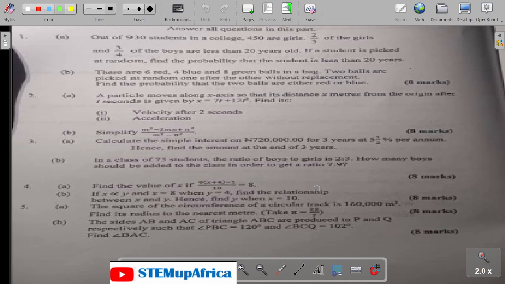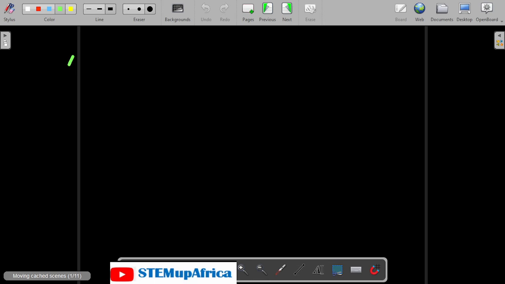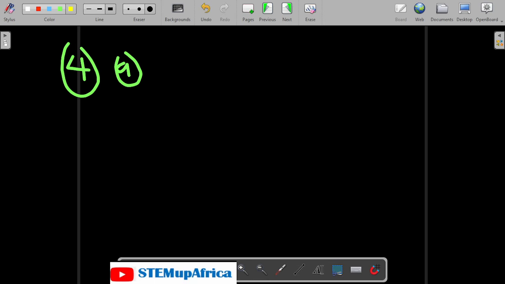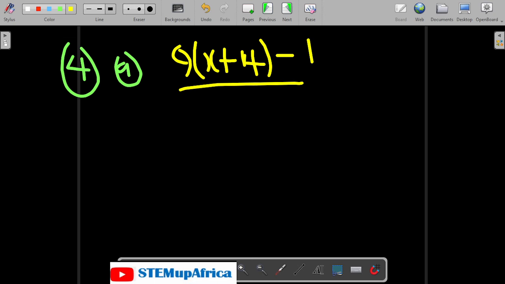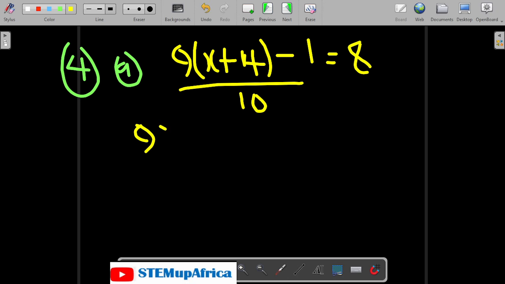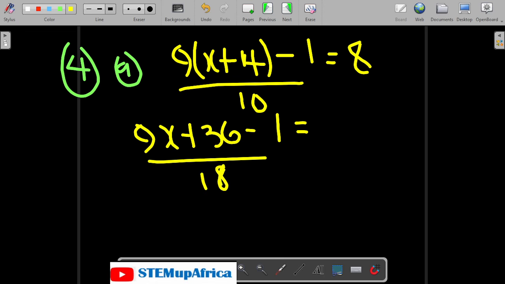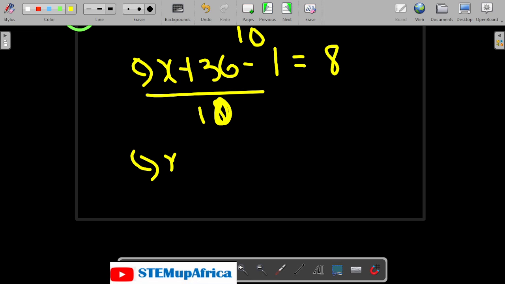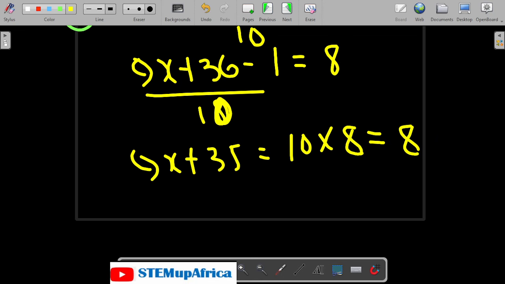Find the value of x if we have question 4A: 9 into x plus 4, minus 1, over 10 is equal to 8. Make sure I'm writing the question correctly. Yes. So let's open the bracket on top. It will give me 9x plus 36 minus 1 over 10 is equal to 8. So I'm having 9x plus 35 equals 10 times 8, which is 80.